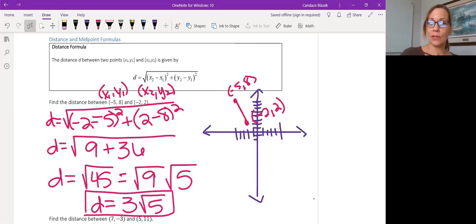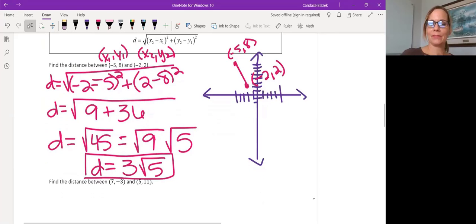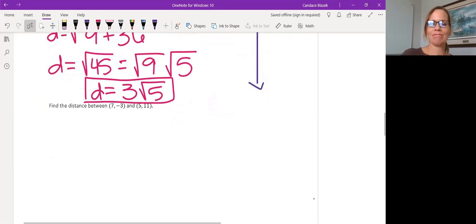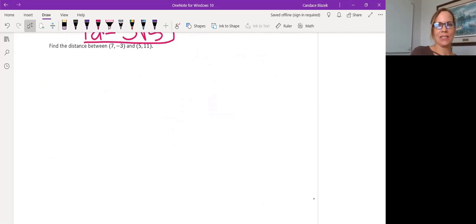Let's take a look at another example. Any questions? Great. So here we have the distance between the points 7, -3 and 5, 11. Now again, we're going to let the first point be our x1, y1. And the second point, 5, 11, will be our x2, y2.